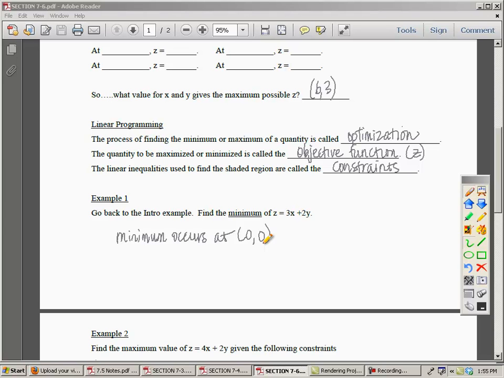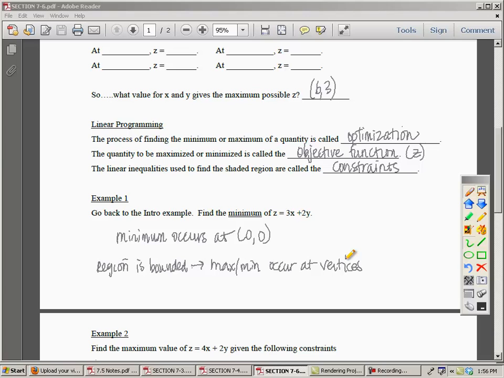Here again are things to keep in mind. Let me give you a few side notes. If a region is bounded, then your max and your min will occur at vertices.